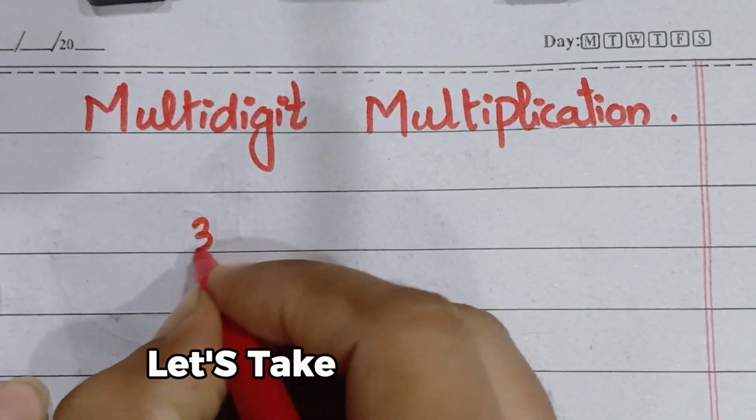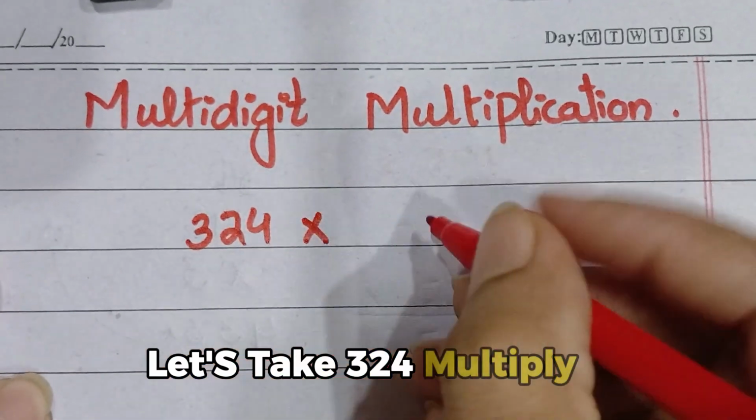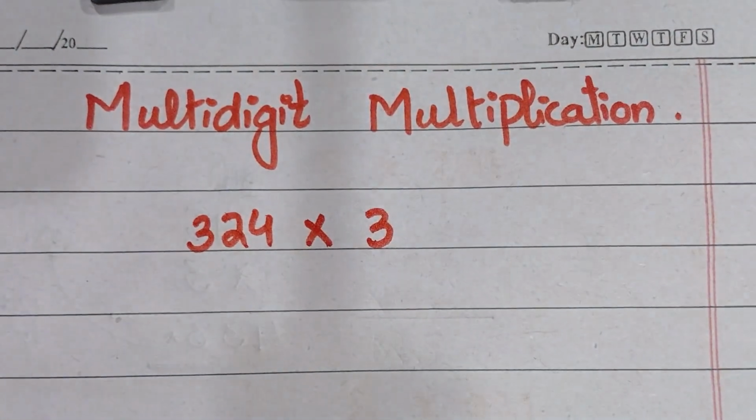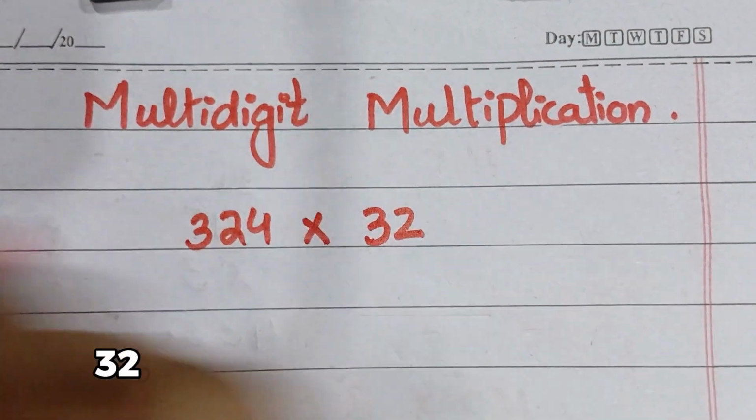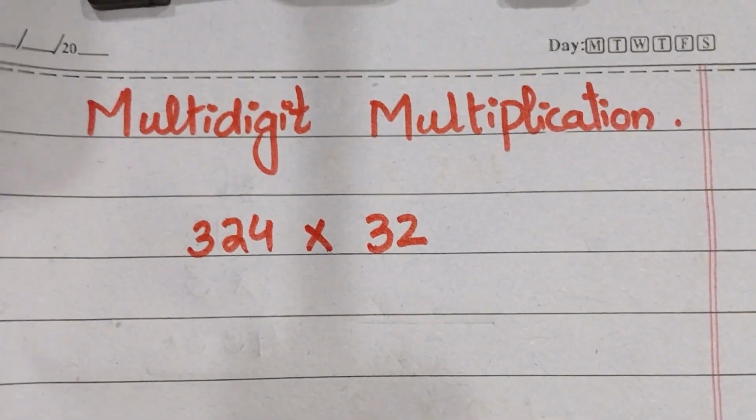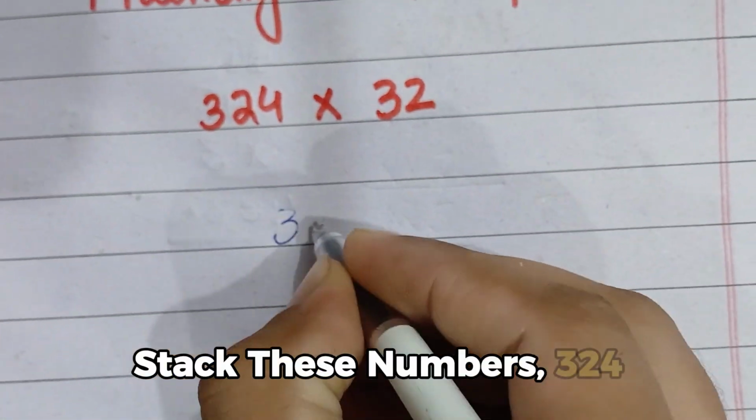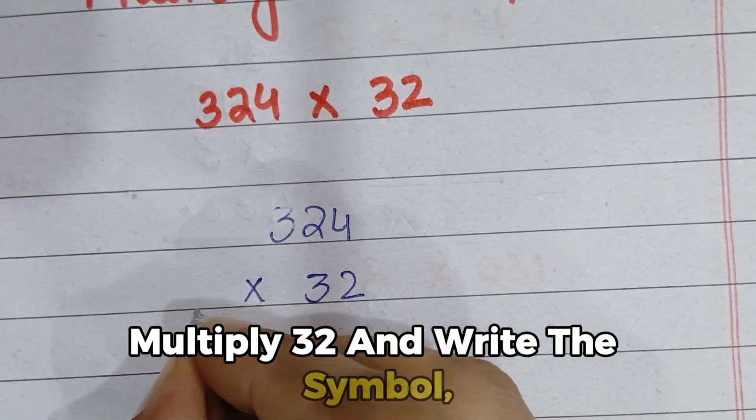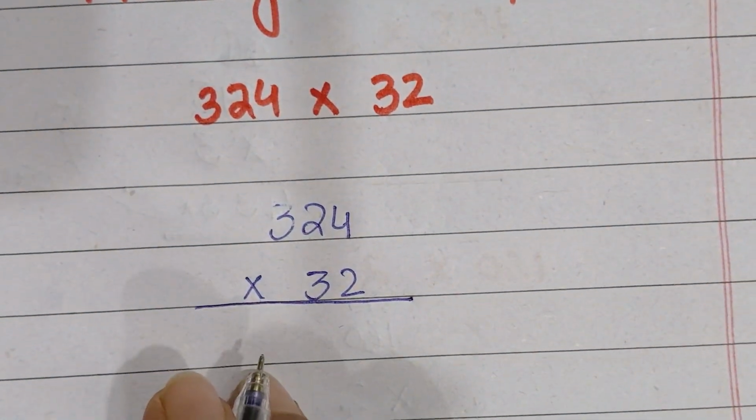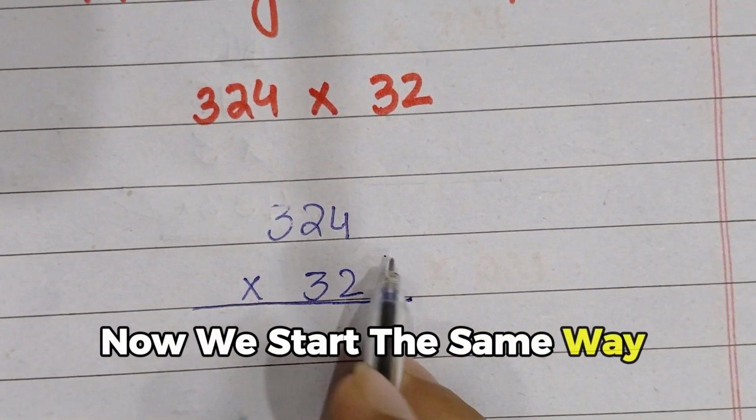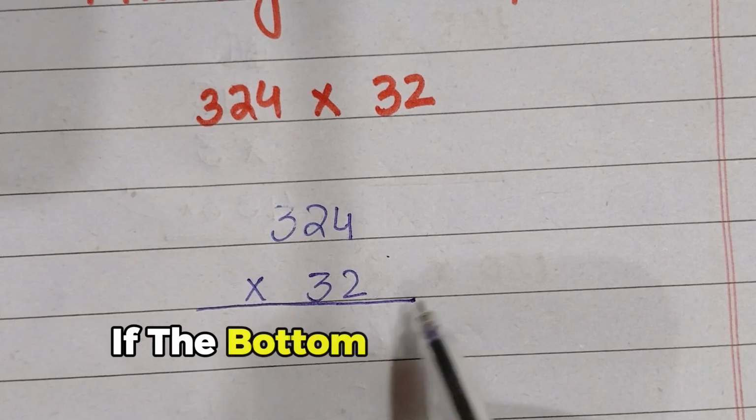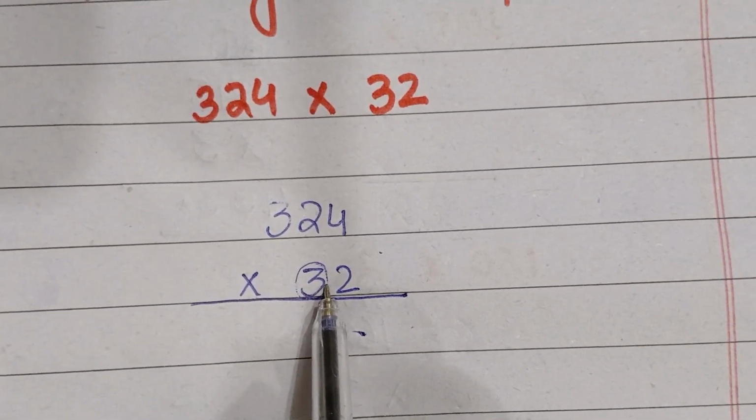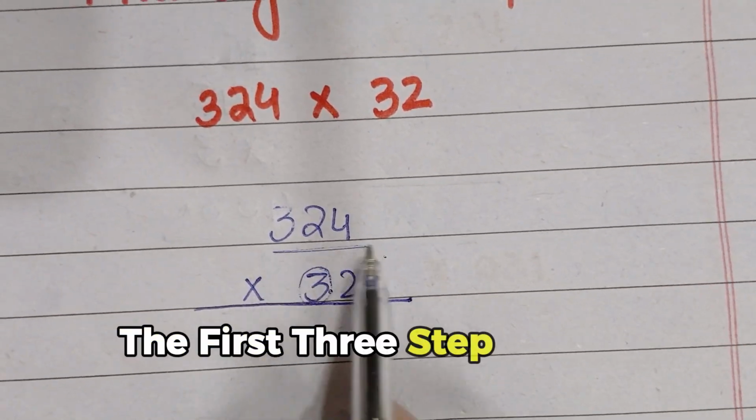Let's take 324 multiply by 32. Now, the first step is to stack these numbers. Stack these numbers, 324 multiply by 32, and write the multiplication symbol. Draw the answer lines. Now, we start the same way we have already done if the bottom had only one digit, just ignoring the second digit until we finish the first three steps of the multiplication.